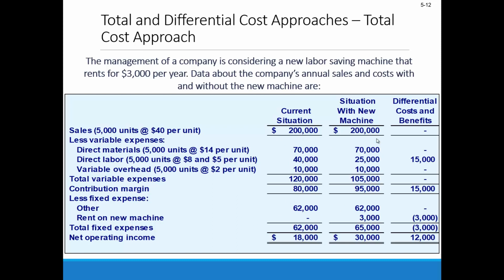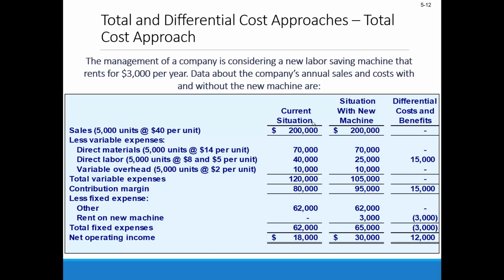We also see the situation with the new machine added to it, so nothing changed in the sales range. We did have a particular change in the variable cost in that direct labor has been decreased by adding this machine. However, that is followed with an increase in fixed expenses from renting that new machine. So the projection there is that the net operating income would go to $30,000. So if we're using a total cost approach to trying to make this decision, that's exactly what we would lay out side by side.